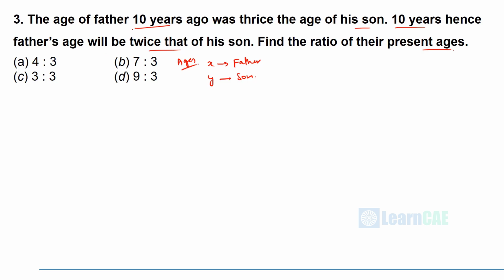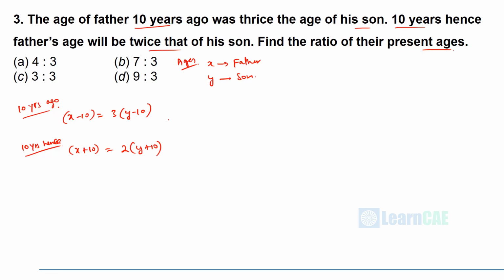Now they are saying the age of father 10 years ago was thrice the age of his son. 10 years ago, here the age of father is X minus 10, which is equal to thrice the age of his son, Y minus 10. Now 10 years hence, the father's age will be twice of his son. 10 years hence, it means after 10 years. Therefore, you have to use X plus 10, not X minus 10, because they are saying 10 years hence, not the 10 years ago case, it is from the present case. So it is X plus 10 equals twice of Y plus 10.